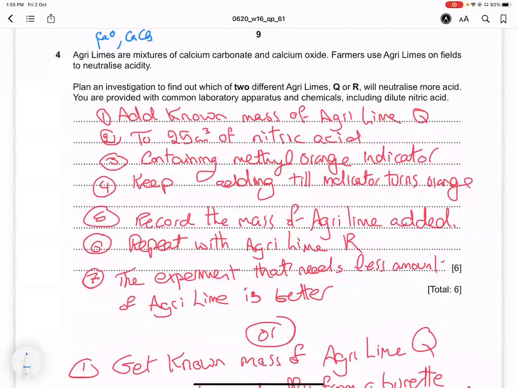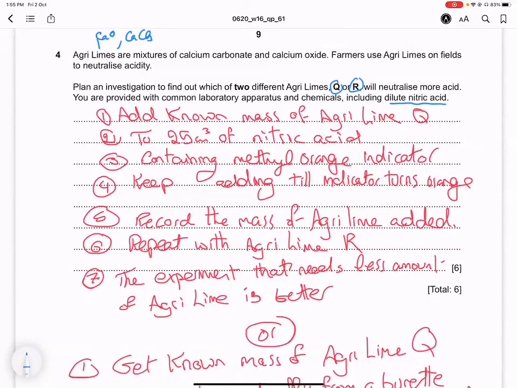Plan an investigation to find out which of 2 different agri-limes, Q or R, will neutralize more acid. You're provided with common laboratory apparatus and chemicals, including dilute nitric acid. So he stated the acid you should use, nitric acid. He gave you 2 samples of agri-lime, Q and R, and he needs to know which one will neutralize more acid. The more acid the agri-lime neutralizes, the better it is.